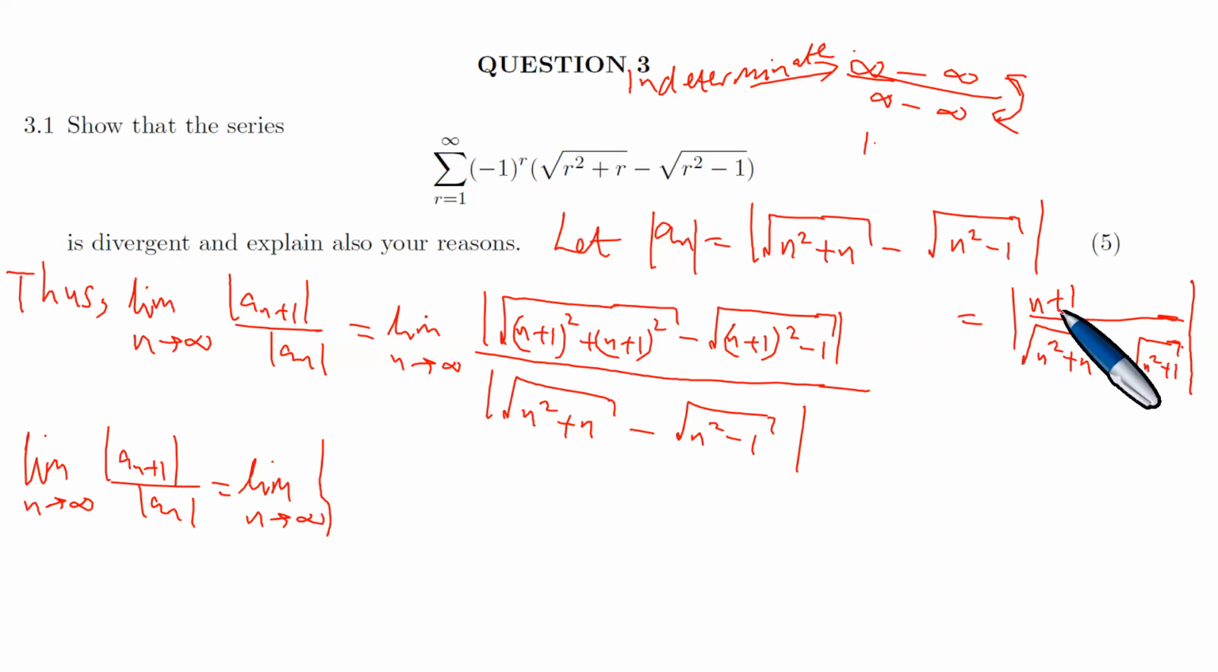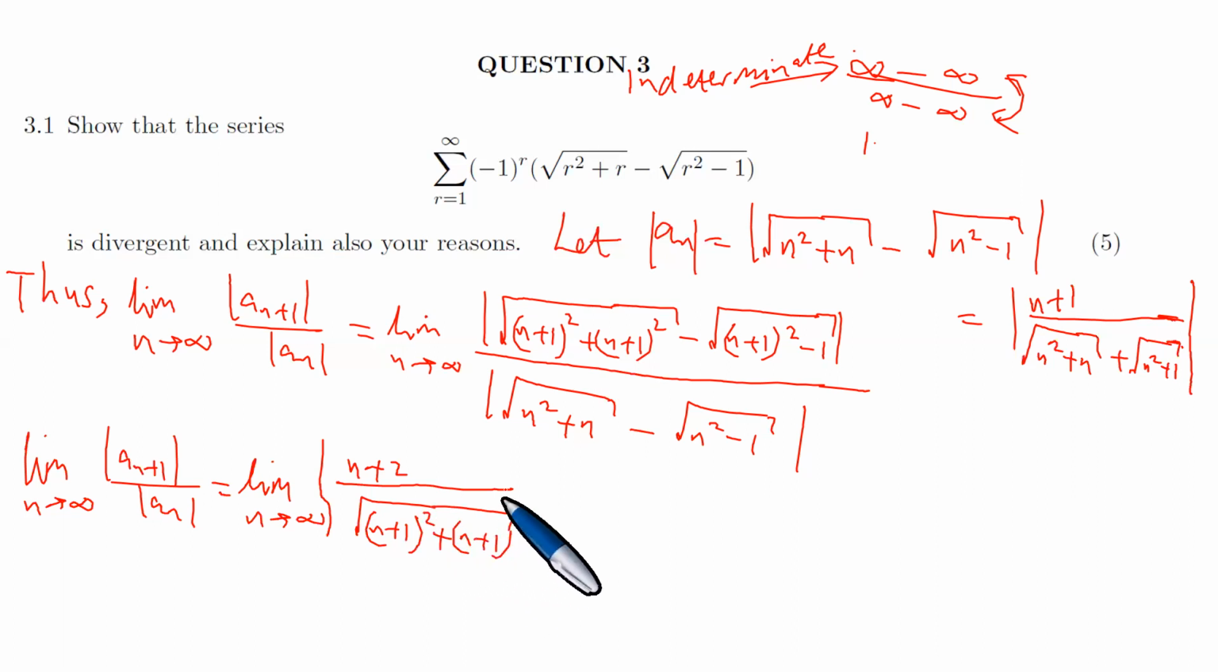So this one is going to be n plus 2. Wherever there is n, we put n plus 1. So it's going to be n plus 2. Right. So it's going to be n plus 2. You divide by the square root of n plus 1 squared plus n plus 1, like this. So plus 1 here, like this.